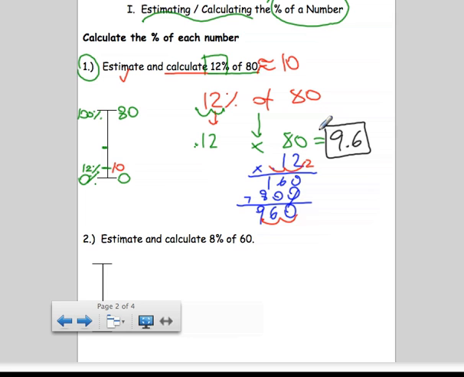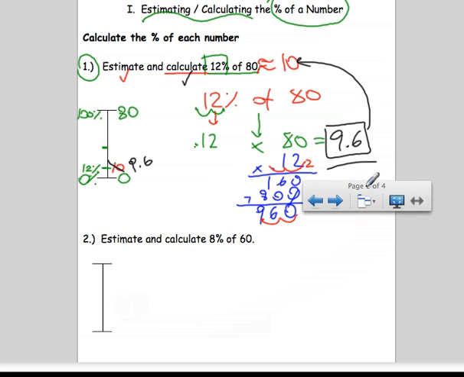So that's the actual calculation. Just to make sure it makes sense, I will compare it to my estimation. And you can see that my estimate of 10 was pretty close. The actual answer is 9 and 6 tenths. So 12% of 80 is 9 and 6 tenths.